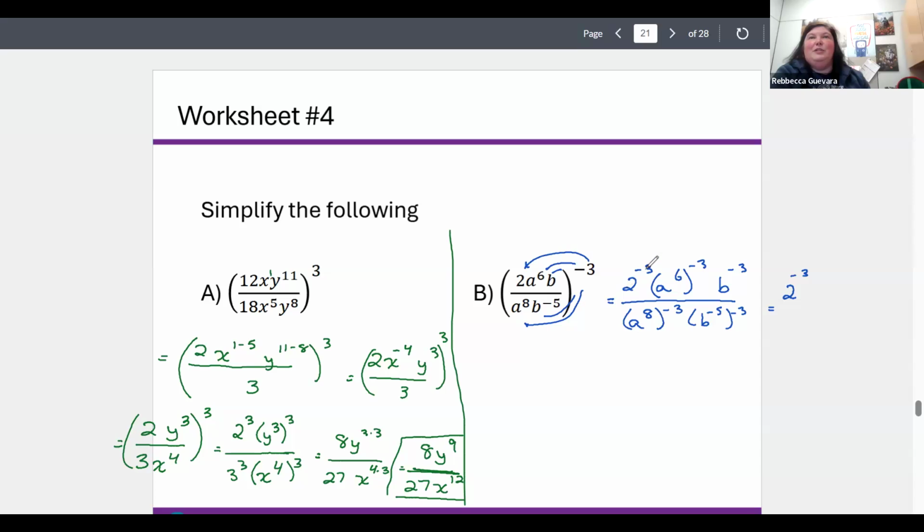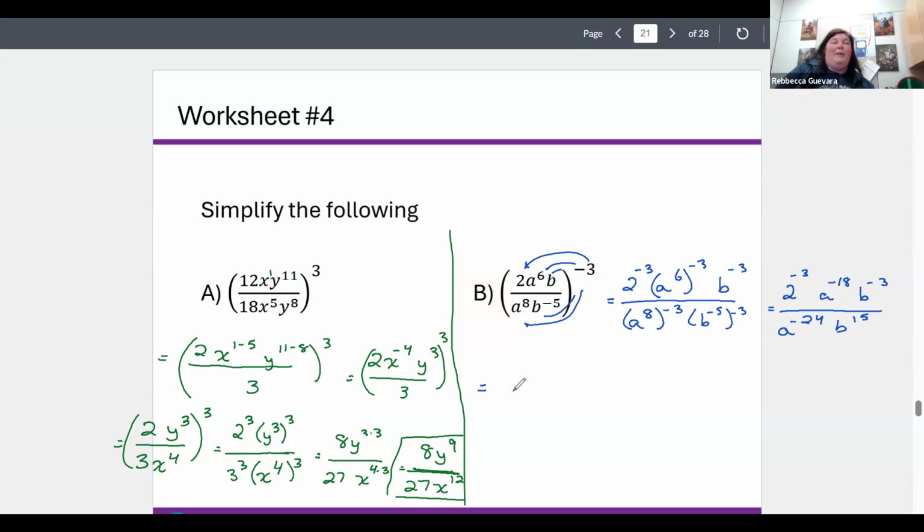So that is going to be 2 to the negative 3, a to 6 times negative 3. So this is negative 18. And then we have b to the negative 3. And then we have a, oops, a is going to be to the power of negative 24. And b will be to the power of negative 5 times negative 3, which is positive 15. Like I said, there's different ways to do this.